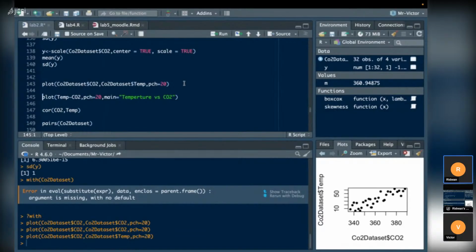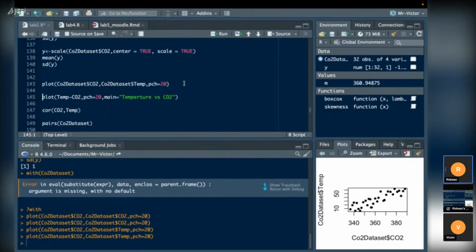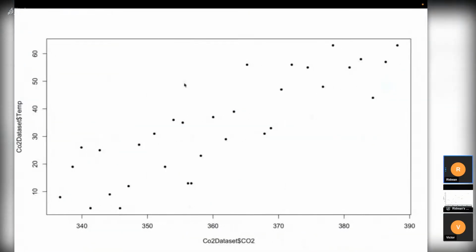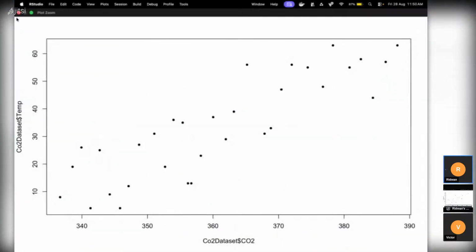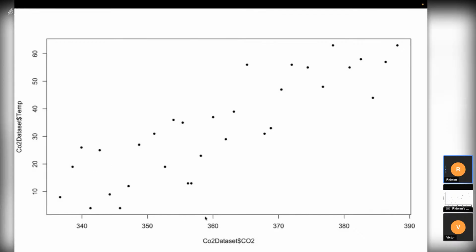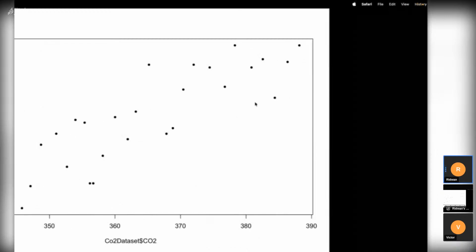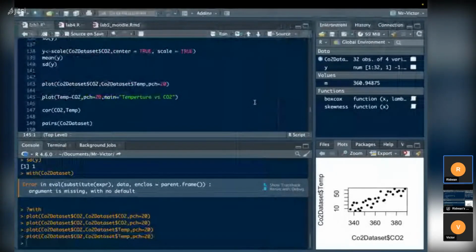So this is the relationship between CO2 and temperature. It's going to be plotting CO2 against temperature, as you can see. Any value of CO2, you plot it against temperature. So this is what we call a scatter plot. A scatter plot is used to show the relationship between two variables.